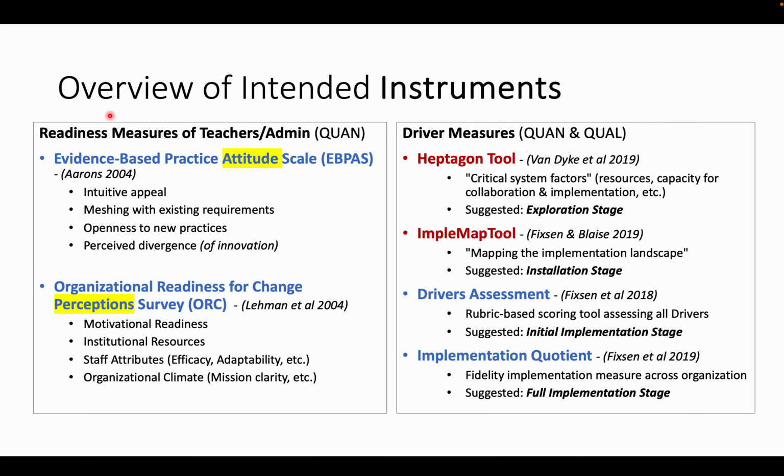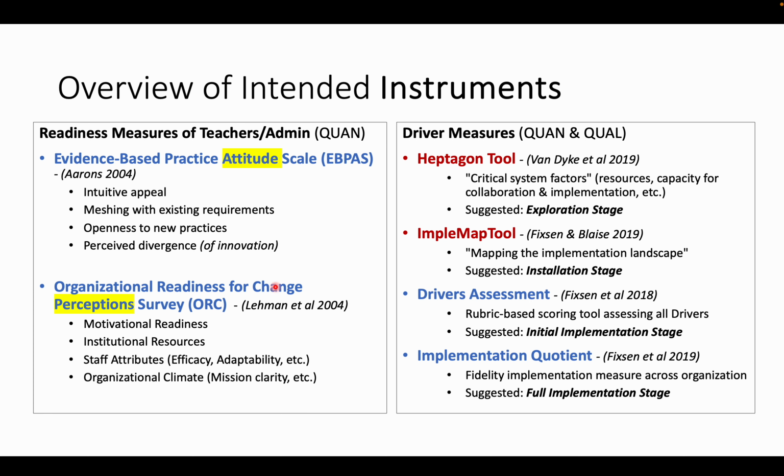So I found many different tools that can possibly be used. These on the left here in the blue are meant to indicate that they're quantitative questions. Aarons 2004 and Lehman et al. 2004. I think actually I messed up the date, sorry. They look at characteristics of individuals in organizations related to a specific innovation, for example, how they find it appealing or how it meshes with existing requirements.